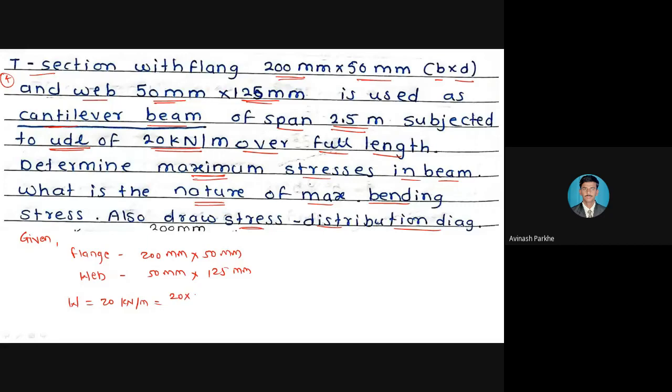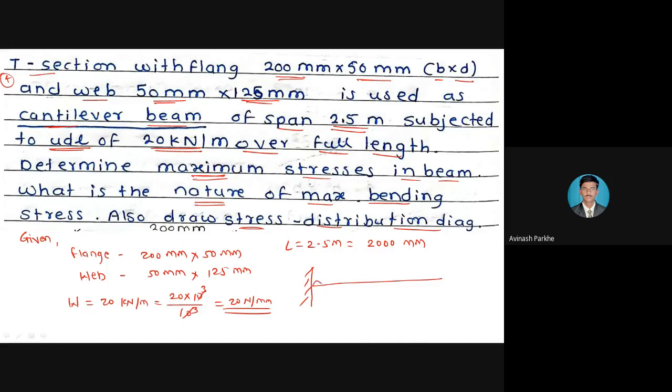So 20 into 10 raised to 3 is the kilonewton converted, then meter is converted into mm, 10 raised to 3 and 10 raised to 3 will get cancelled. So you will get 20 Newton per mm. This is the W value we have calculated. Then the length of the beam is given as 2.5 meter, equal to 2000 mm. And here I will draw the figure also, as a cantilever beam is given.